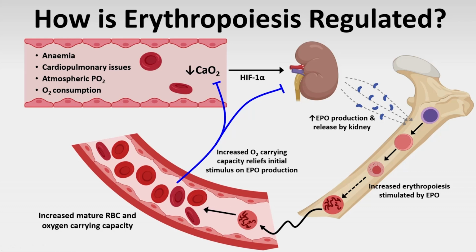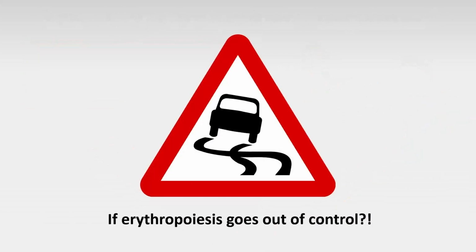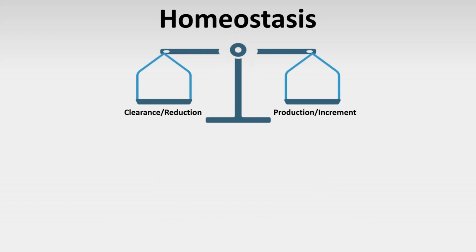Now, the problem is, what happens if the regulation of erythropoiesis goes haywire? What happens if it goes out of control? Alright, and that's where I bring back the concept of homeostasis, which you have learned from Dr. Natasha's lecture previously. So if you recall, the process of homeostasis essentially is a physiological process that always seeks to return the body's processes back to its initial equilibrium.